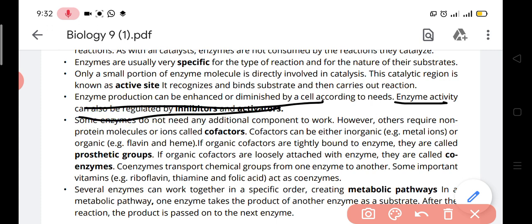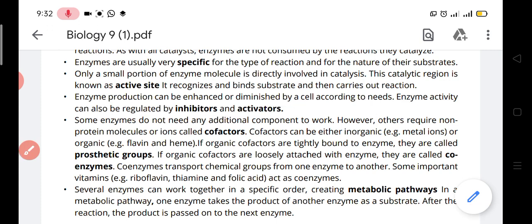Fine. Okay. Some enzymes do not need any additional component to do their work. This is very important, students. You should know about that. What is a cofactor? For that, you have to listen to me very carefully.